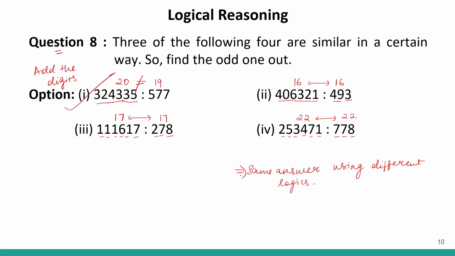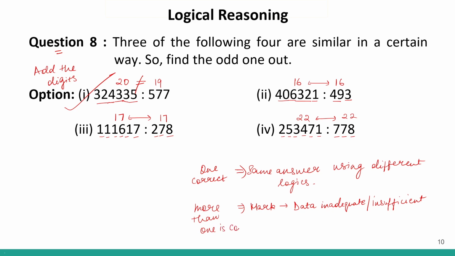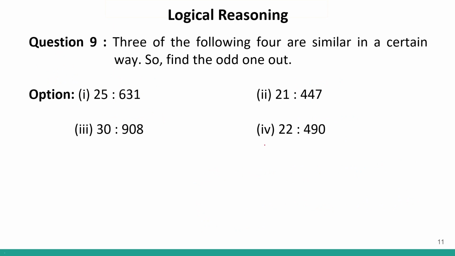But in case you use two different logics, both are correct, and you get two different answers, in that case, you have to mark data inadequate or insufficient as your answer. In your competitive exams, you will also always see an option saying that data is inadequate or insufficient. Then you have to mark this as your answer. Clear? Now let us move on to question number 9.